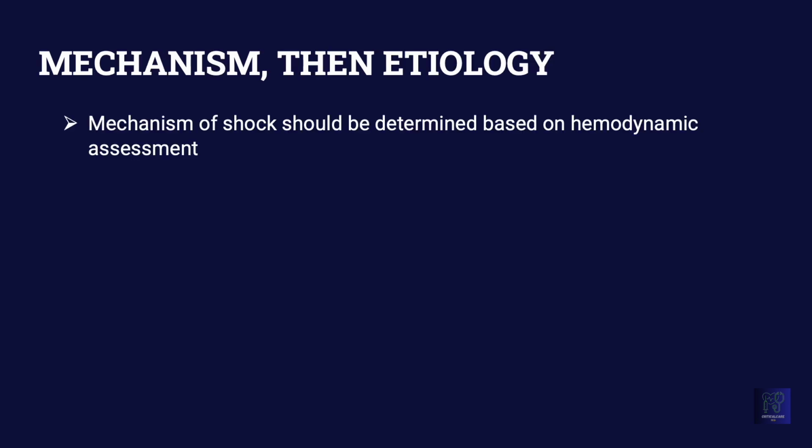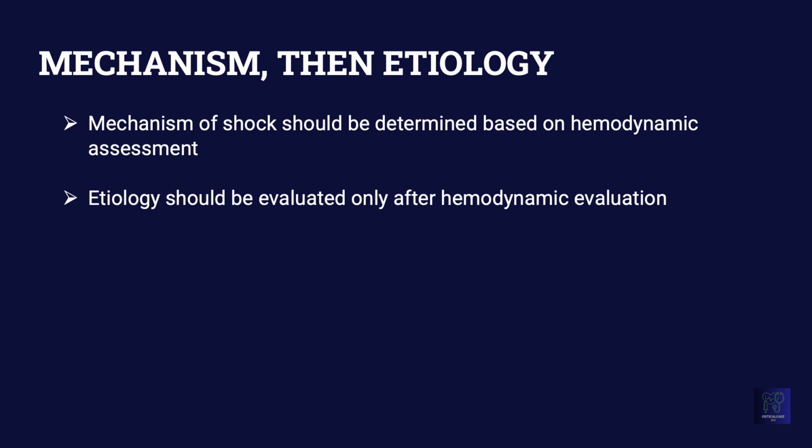It is very important to first identify the mechanism of shock and only then look for the etiology of shock. Take, for example, a 71-year-old male with a history of CAD who is admitted for pneumonia. Two days later he has developed worsening hypotension and shock, and is being transferred to the ICU. One may say this patient was admitted for pneumonia, this is septic shock. No, just because the patient has pneumonia doesn't make him immune to having a massive myocardial infarction and developing cardiogenic shock.